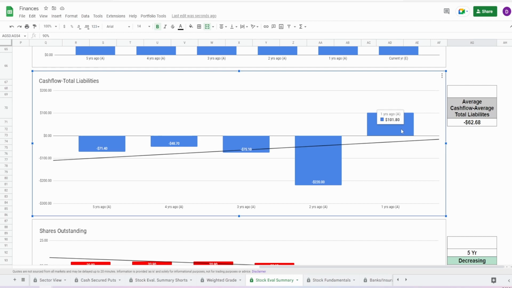They're up positive $101.8 million in this diff. Average cash flow minus the average total liabilities, we get negative $62.68 million. I'm gonna have to give this like a 95%. Maybe, actually no, I'm gonna go with like a 98%, because this positive number has so much weight for me. And then on top of that, they did go up from 5 to 4 years ago. So I'm gonna give it a 98%.